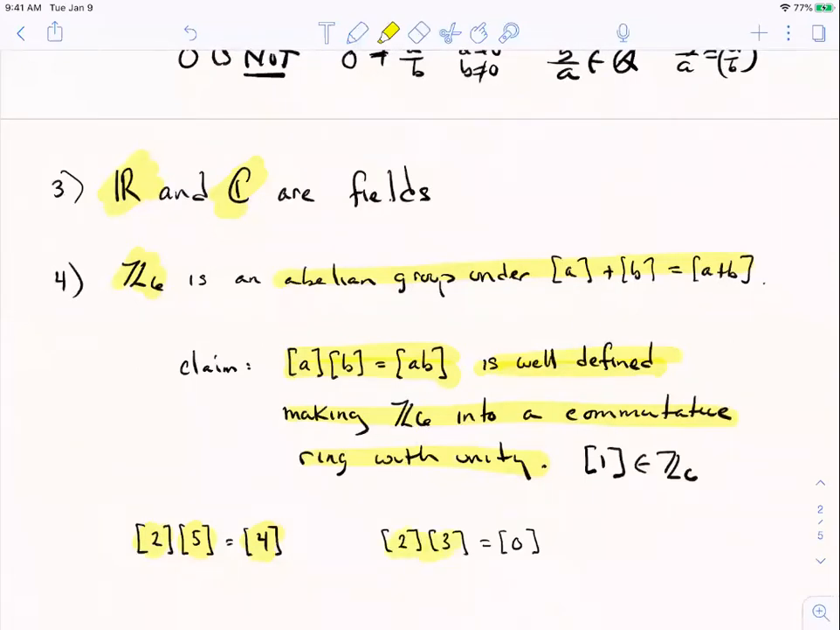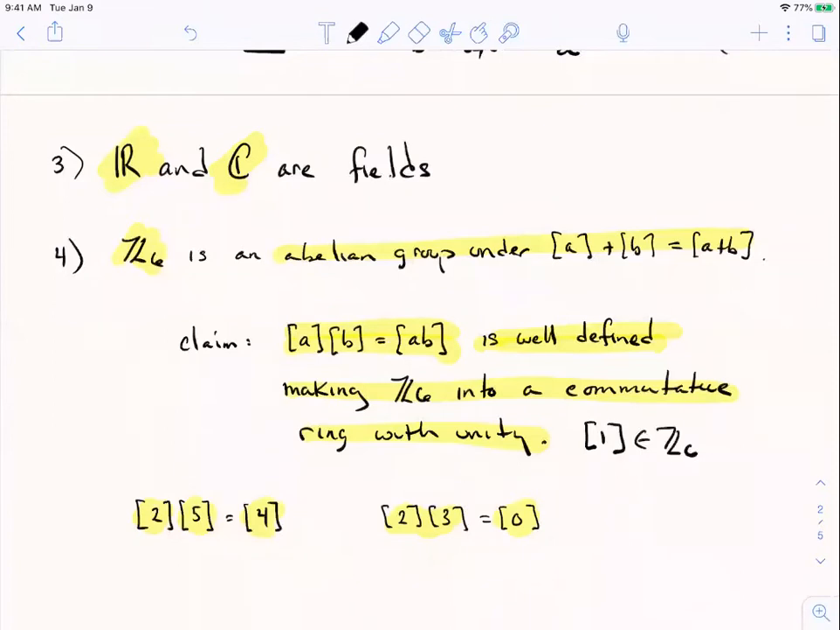Likewise, 2 times 3, well, you could write 6, but that's 0. 2 times 3 is 0 in this ring. And that actually is an interesting phenomenon because 2 is not 0 in Z6, and neither is 3. So this is actually a peculiarity, yeah?